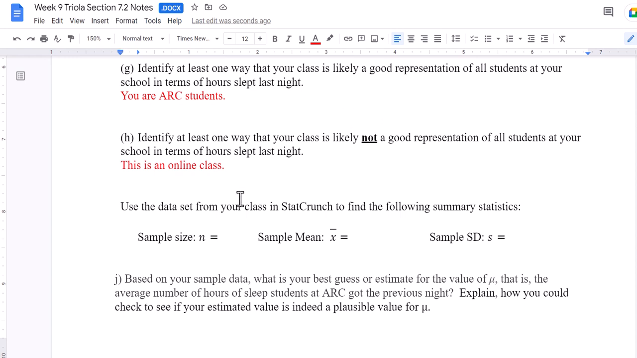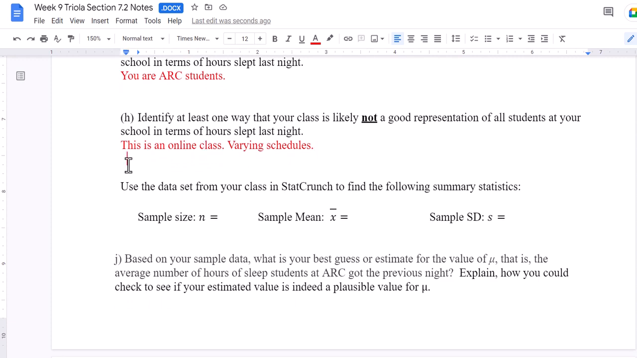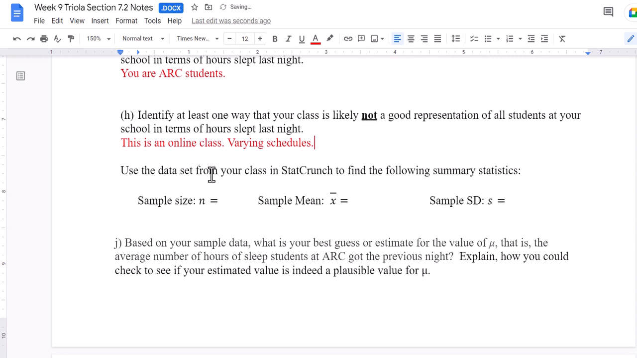Maybe the reason you're taking this class online is because you work full time. So, varying schedules. And if you work full time and then you're taking this class, that may affect the hours of sleep that you get at night. So there could be various things, right? This isn't representative of all ARC students. So there are some drawbacks to having a convenient sample like this.